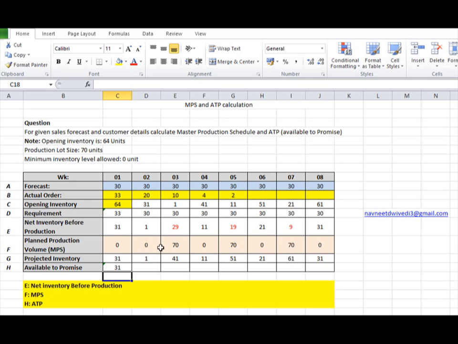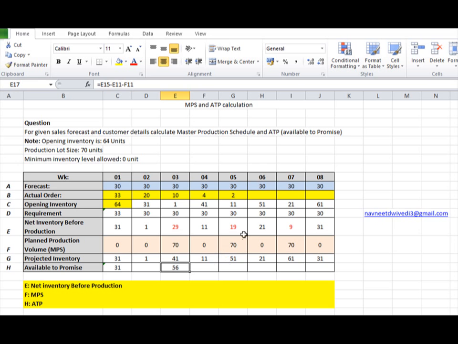So next, in this there is no MPS. It's equal to what we produced minus the customer requirement till the next MPS cycle. I think there is some error in the formula, I will type it again. 70 minus this, minus this.